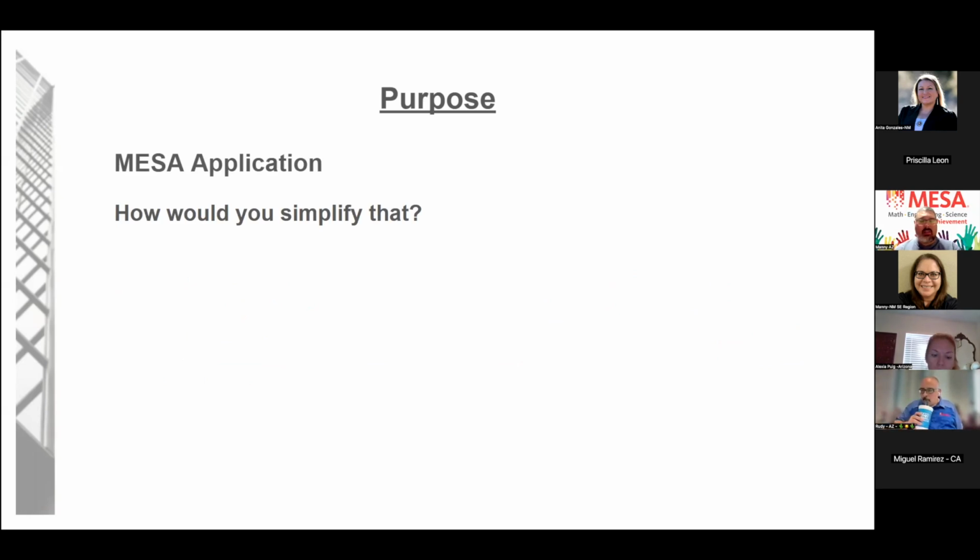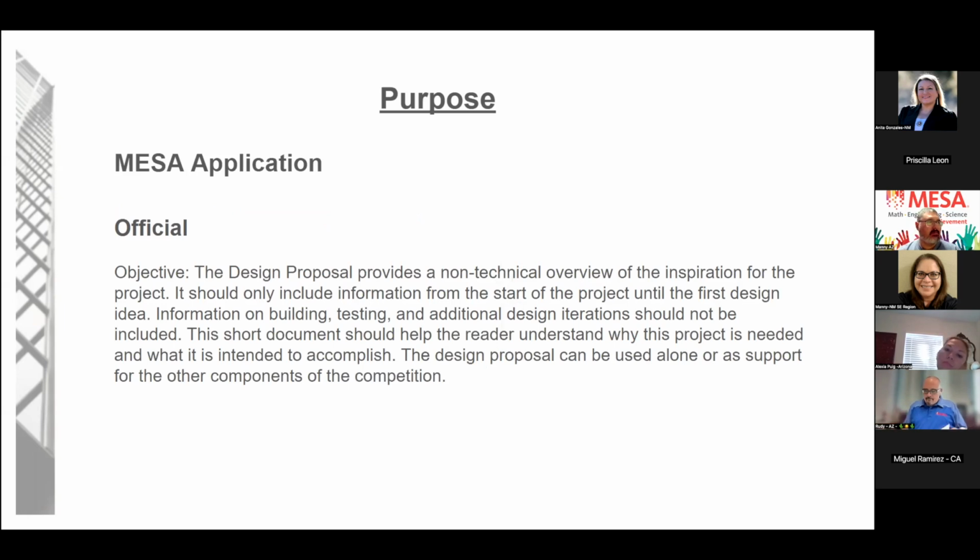As a group, I'm curious, how would you simplify that description for students? How do you talk to your students about what is the purpose of the design proposal? You're going to paraphrase what we just read, and I can go backwards if you need to. I'll share that again. You got teacher pause, right? I'll wait a little bit. I don't have the music or anything.